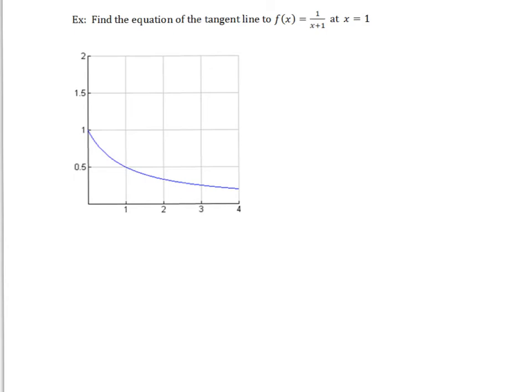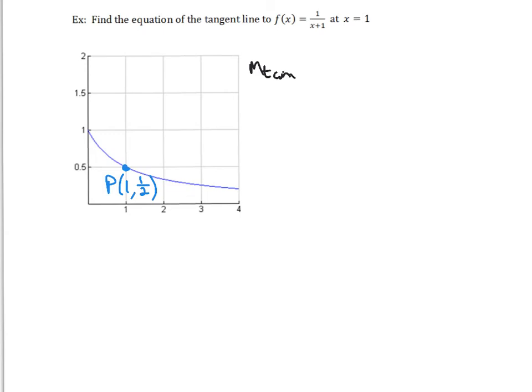So we want to find the equation of the tangent line to the curve f of x equals 1 over x plus 1 at the point x equals 1. So here's my point x equals 1 right here. That's my P. Now you'll notice that P has an x-coordinate of 1. If I substitute 1 into my function, I get 1/2, and that makes sense according to my diagram as well. So let's go ahead and find the slope of the tangent line.